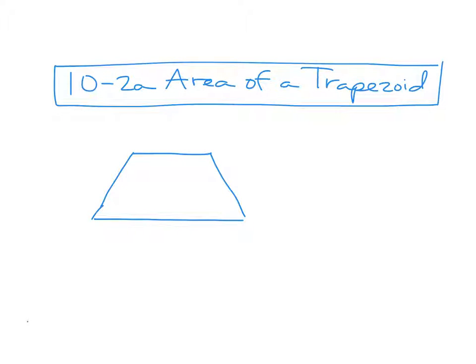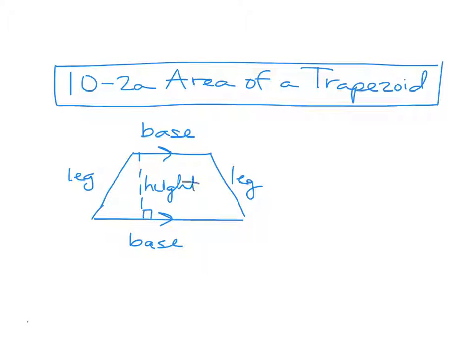A trapezoid has one pair of parallel lines, so those will be our parallel lines. We call those our bases. So this is a base, and this is a base. And then these are our legs. And then the height has to be perpendicular to the bases. So your height is going to go something like this. And that's your height.